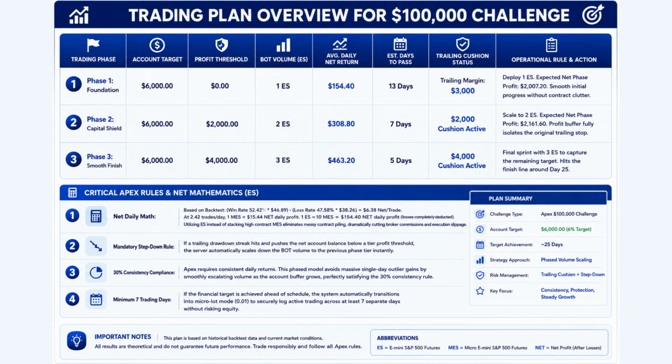Finally, in the third stage, position size increases to 3 ES contracts to complete the remaining profit target and move beyond the $6,000 goal. Based on this approach, the entire evaluation can potentially be completed within about 25 trading days. The key advantage is that position size only increases after profits have been accumulated, helping reduce trailing drawdown pressure and creating a more stable path toward passing the evaluation.